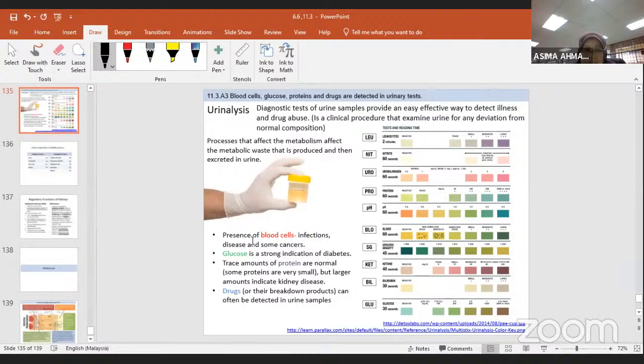Example, presence of blood cells. Sepatutnya blood cell boleh present tak dalam urine? Tak boleh. Sebab dia tak boleh lepas di ultrafiltration process. They cannot pass through the basement membrane and also the podocytes. So there shouldn't be any blood cells in our urine. Meaning that if blood cell is present, it actually indicates infections, disease and some cancers. Ada soalan dia tanya, if blood cell is detected in the urine of a person, which part of the kidney is being damaged? Kat mana yang rosak?